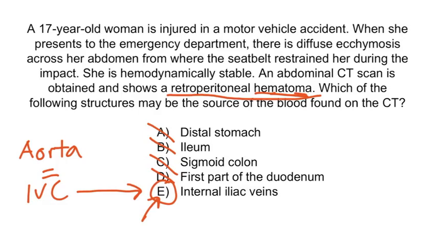Which of the following structures may be the source of the blood found on the CT scan? The internal iliac veins, choice E. And that concludes this section.